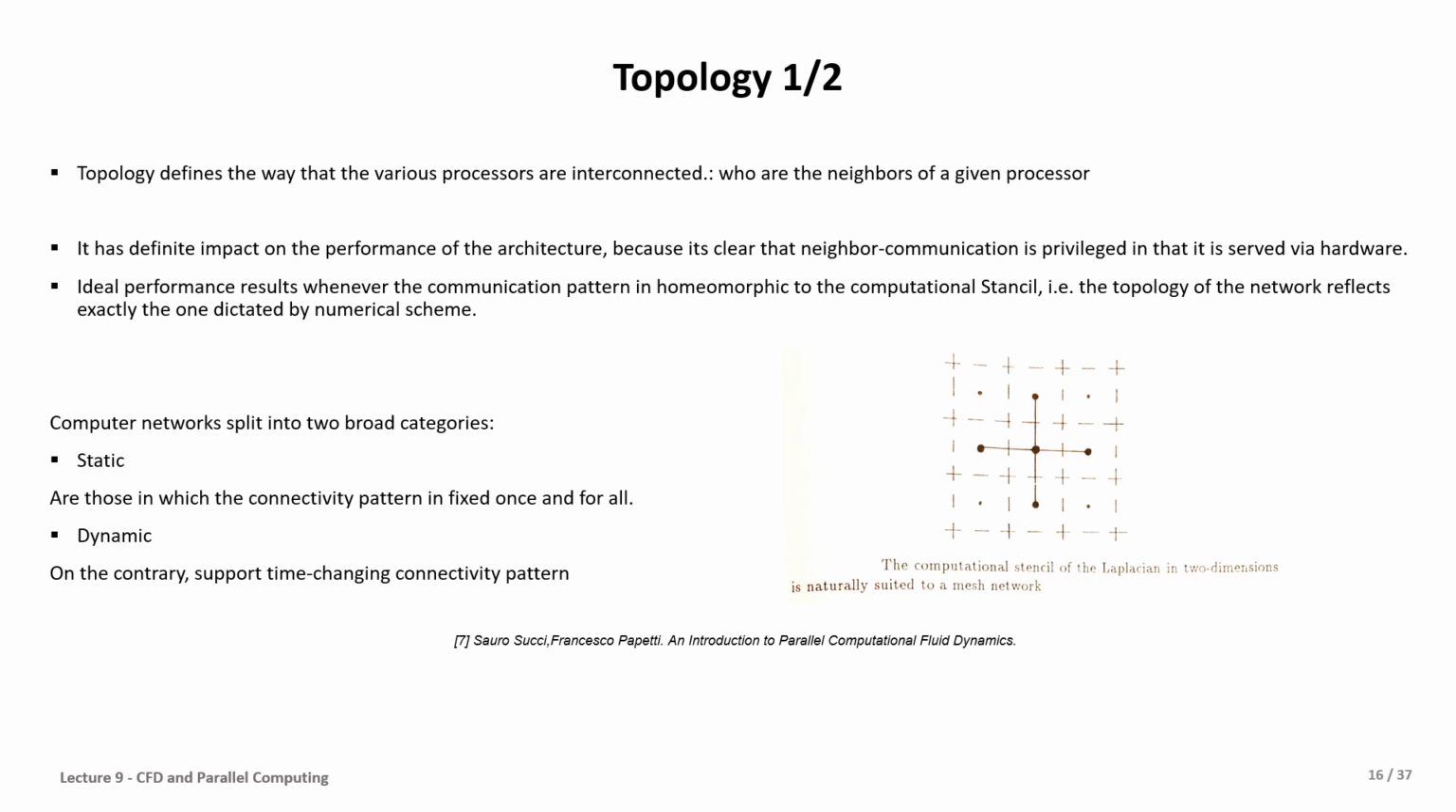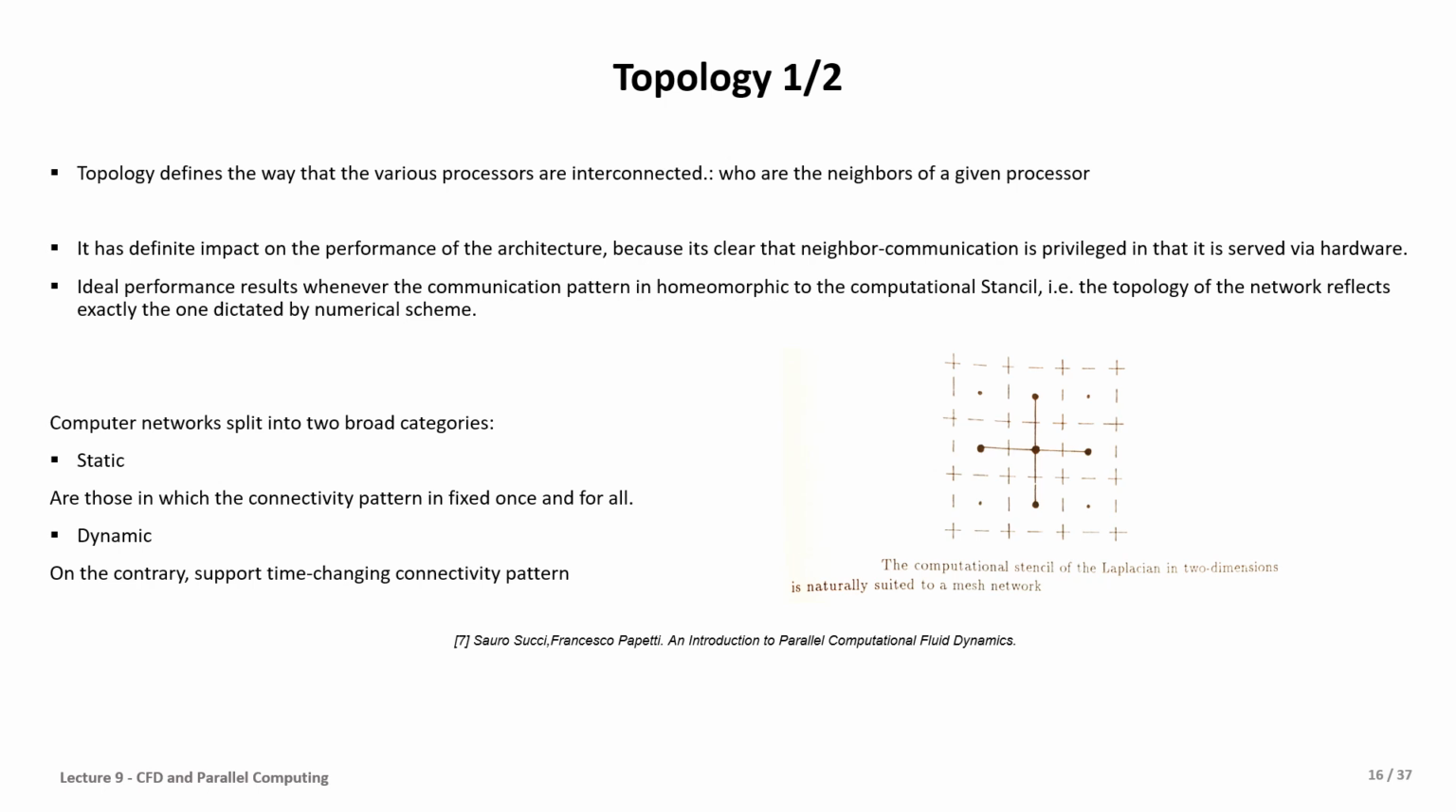Then, according to the parallel architecture that you know about, we can now have the topology definition. Indeed, the topology defines the way that the various processors are interconnected. We need to know which processors are neighbors to each other, and we can use them. It has a definite impact on the performance of the architecture because it's clear that neighbor communication is privileged in that it is served via hardware.